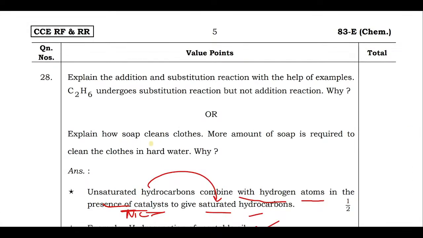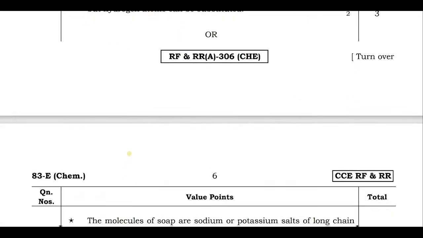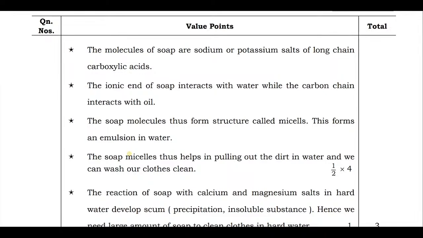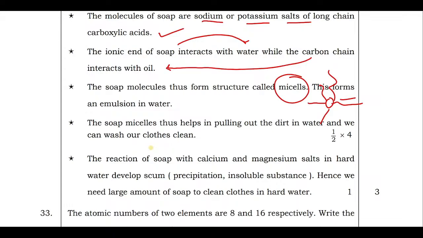Next question, how does soap clean clothes? More soap is required to clean clothes in hard water. Why? Here we'll explain what soap is. The molecules of soap are sodium or potassium salts of long chain carboxylic acids. The ionic end of soap interacts with water while the carbon chain interacts with the oil. The soap molecules thus form a structure called micelles. This creates an emulsion in water. The soap micelles help in pulling out the dirt in water and we can wash our clothes clean.